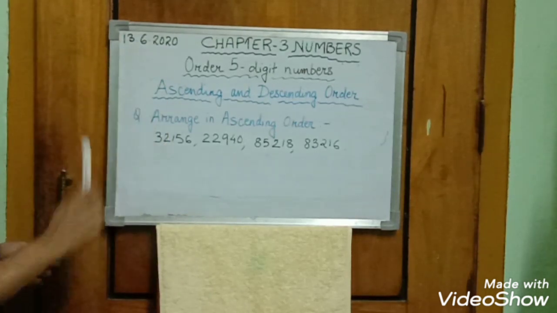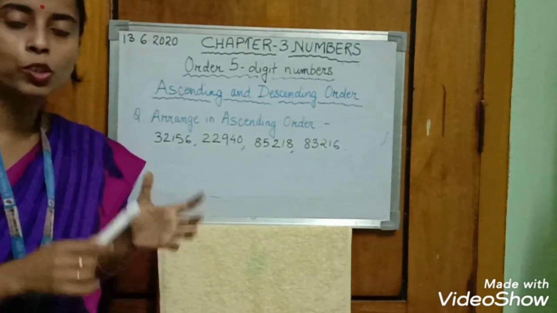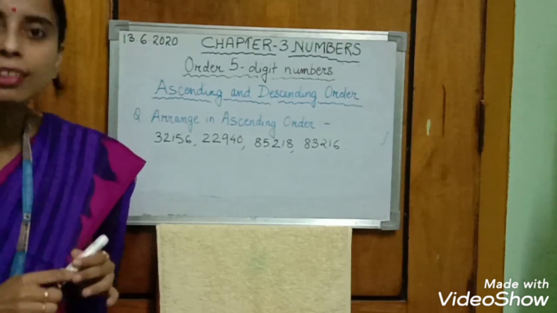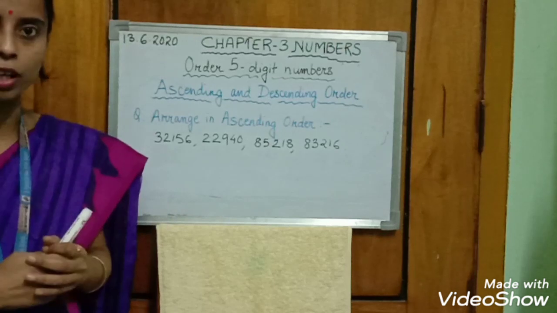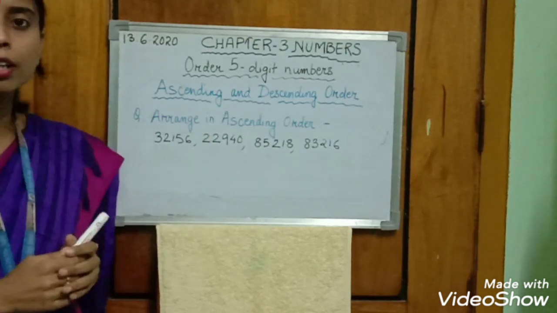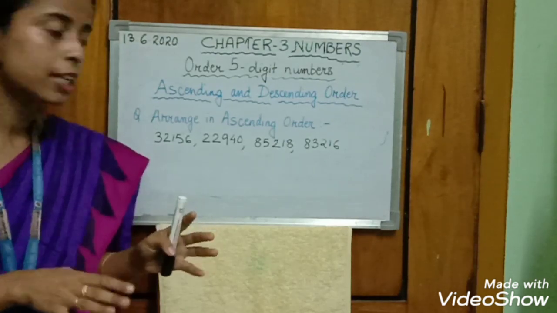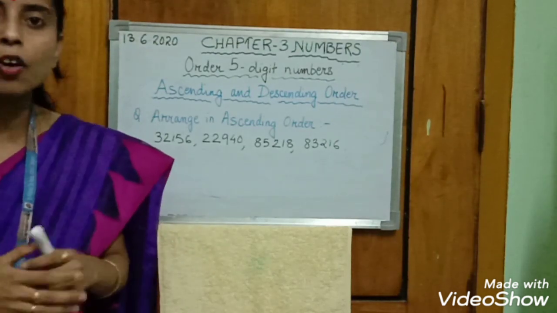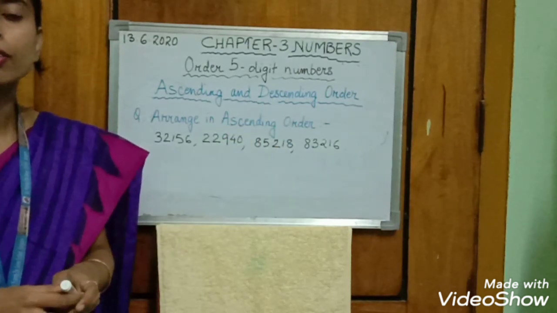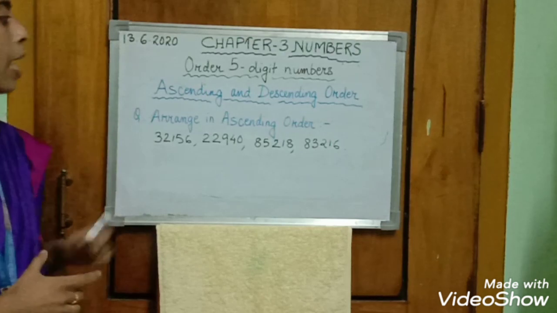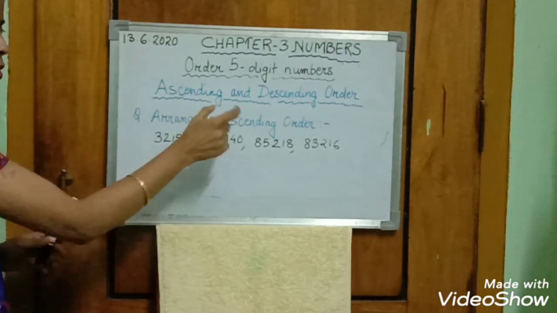Okay? Ascending order. Numbers that are arranged from smallest to greatest are said to be in ascending order, or we can say increasing order. Descending order. Numbers that are arranged from the largest to the smallest are called decreasing order, or we call it descending order. Right? So, I have taken one example to understand this concept.